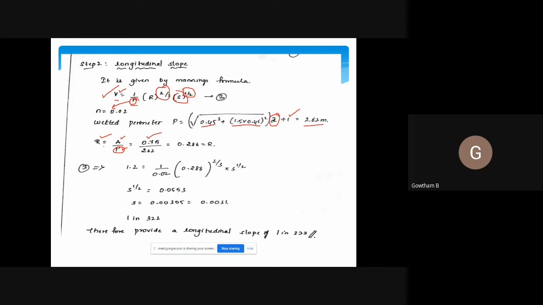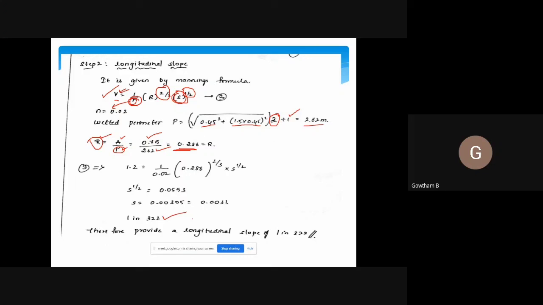2.62 meter. Now, in order to calculate R, A is straight away available from the first step. P you calculated in the previous step as 2.62. So the R value you are going to get is 0.286. After knowing this, just substitute all the values in this formula: V as 1.2, N as 0.02, R value as 0.286. The only unknown is S. Therefore, at the end we are going to get the S value.